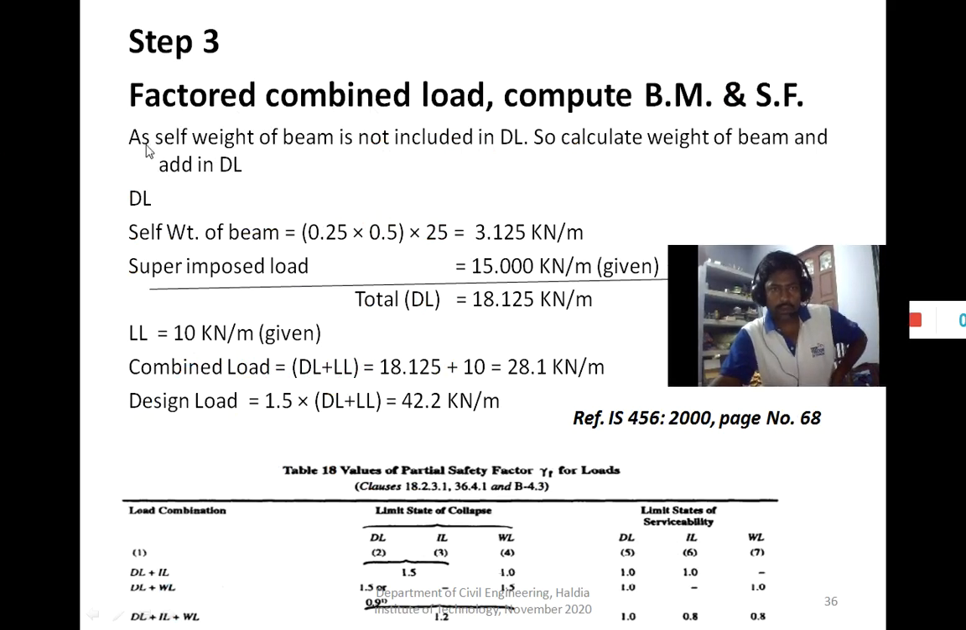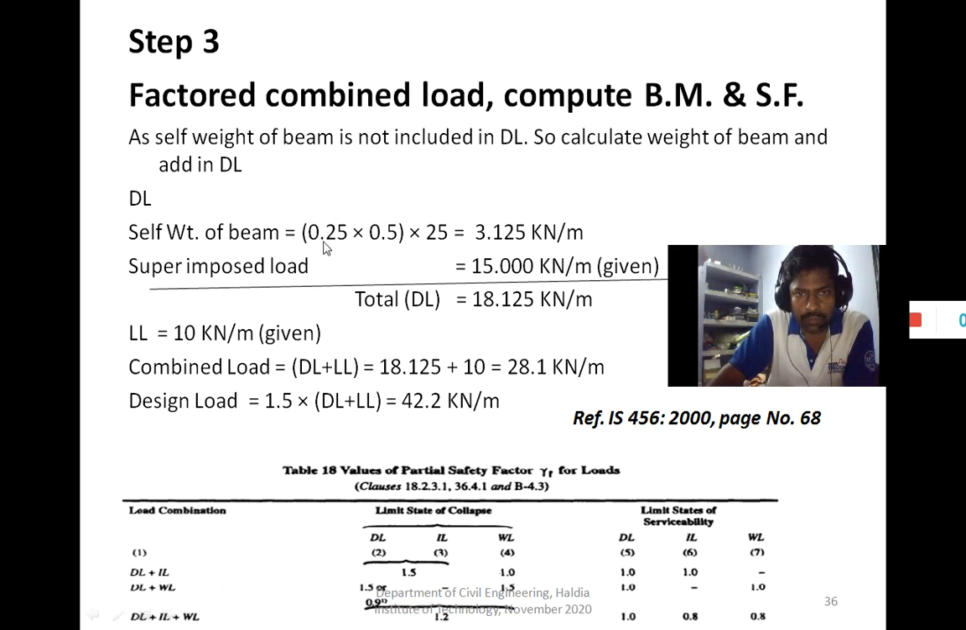In this problem, the self weight of the beam is not included in the dead load. So first we calculate the weight of the beam and add it to the dead load. From the section we have assumed, we calculate the weight of that section and add it to the given dead load.